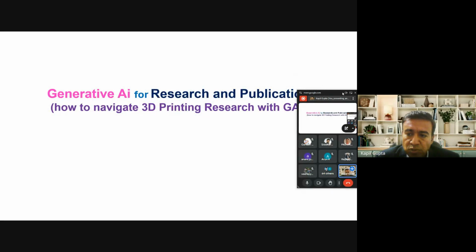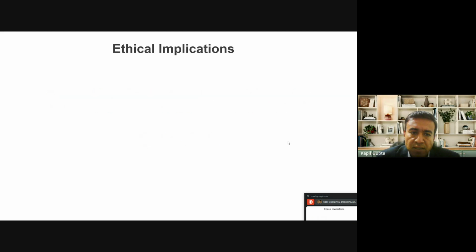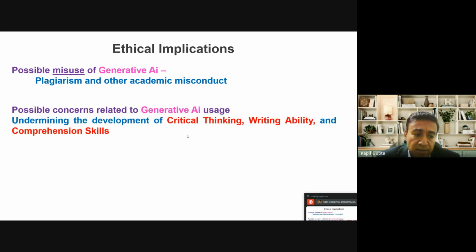So after that particular demo, I would like to go ahead. Ethical implications, very important. Possible misuse of generative AI: plagiarism and other academic misconduct by copying material as is and then submitting it for assignments. The other major concern is undermining the development of your critical thinking, writing ability, and comprehension skills, for you to make judgments, make inferences out of the material you have gone through, make conclusions, and draw something. So there is a compromise with that.